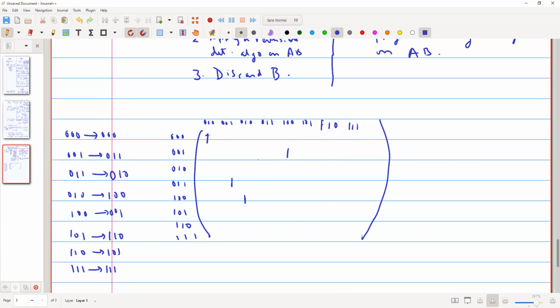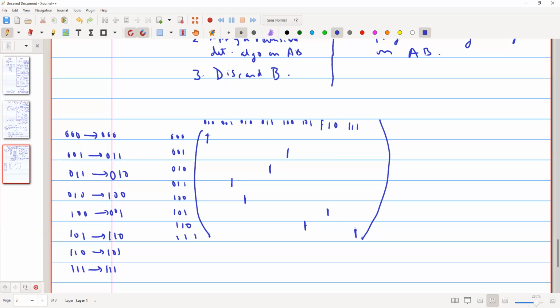0, 1, 1 goes to 0, 1, 0. So that is here. Then 1, 0, 1 goes to 1, 1, 0. So that is here. 1, 1, 0 goes to 1, 0, 1, which is here, and 1, 1, 1. So this is the matrix.